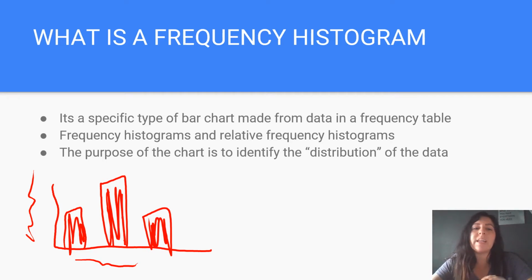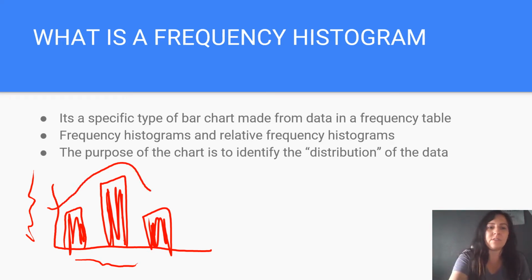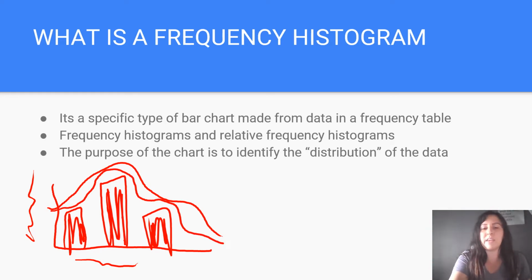So what is the purpose of the chart as a frequency histogram? Why do we even do this? Why do we care? The whole point of doing these bar graphs is so that we can look at the shape, look at the distribution, and see if there are any trends happening here. That will tell us something about the data, or what's actually happening in that study.